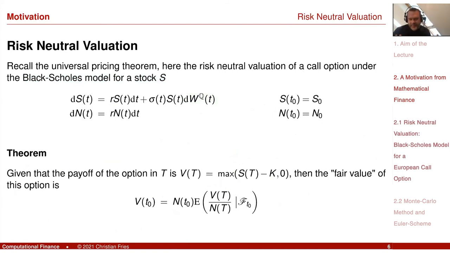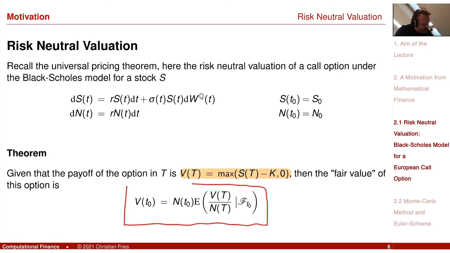Okay, so this here is the application. So the universal pricing theorem. If you, for example, consider the function maximum of s minus k and zero, then this payoff is the payoff of an option. And I have that the value of the option is given by this expression here, which is an expectation of a function of a random variable, where the random variable is described by a stochastic differential equation.